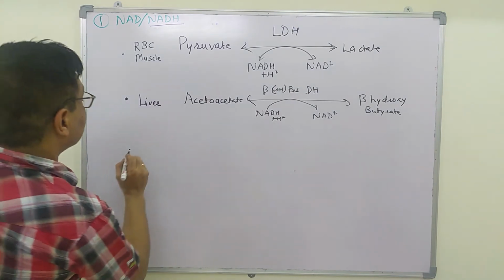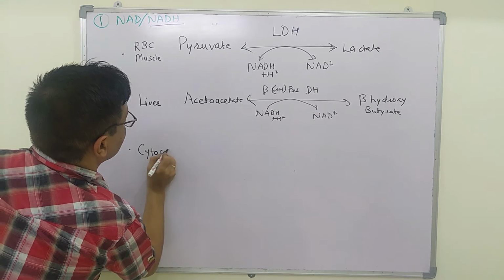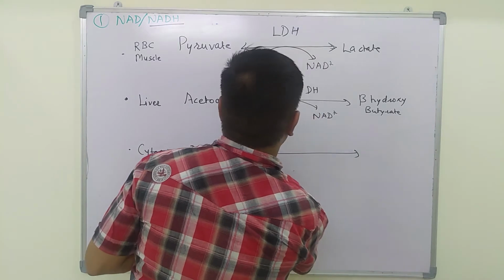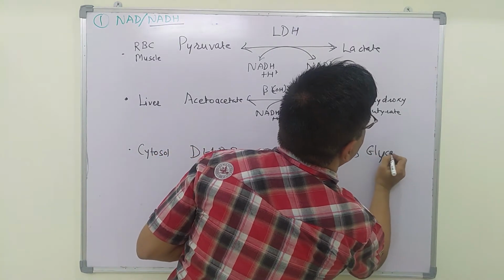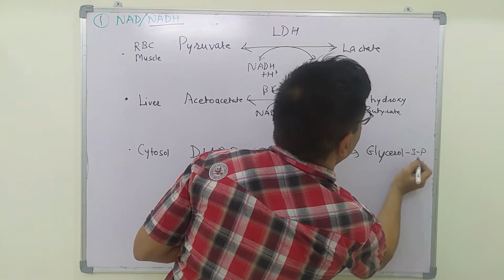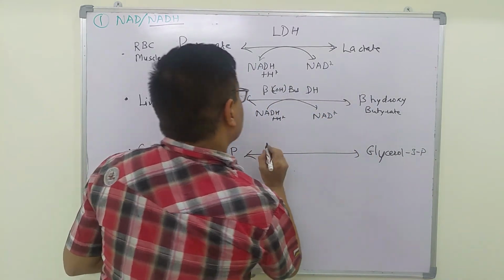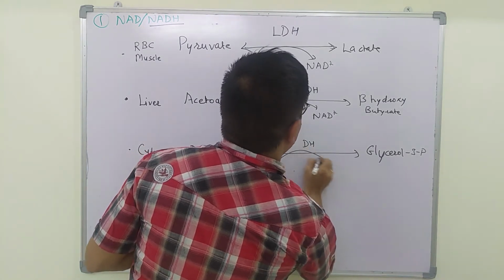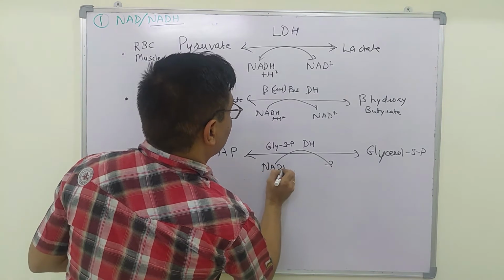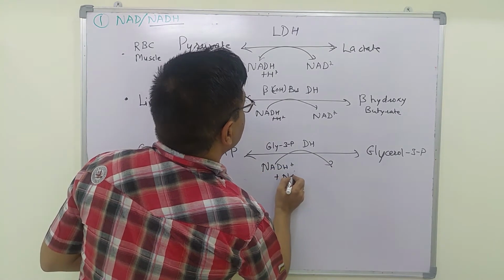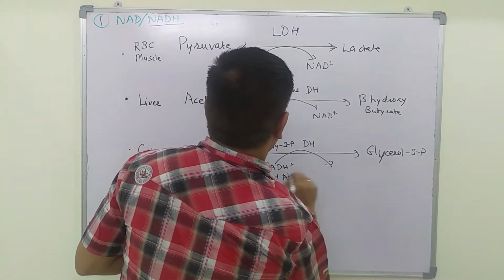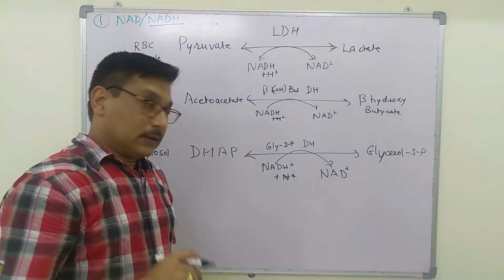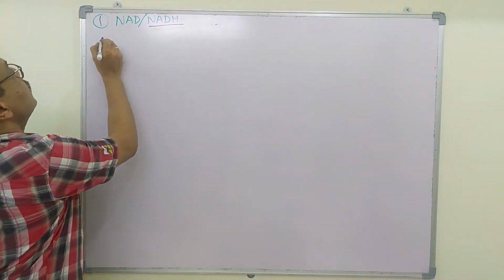And third example is in the cytosol, dihydroxyacetone phosphate is converted into glycerol 3-phosphate. This reaction requires glycerol 3-phosphate dehydrogenase, and this reaction is important for transfer of reducing equivalents inside the cell with the help of glycerol phosphate shuttle.